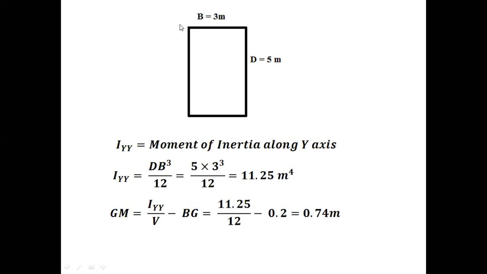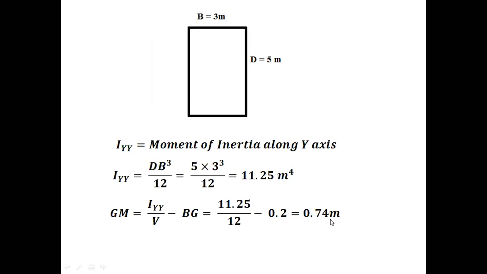As I said, with respect to moment of inertia, you have to take it as a laminar structure. From the top view, the object will look like this, where B is 3 meter and D is 5 meter. It is a rectangular object. The moment of inertia of a rectangular object along x-axis is BD cube by 12. But here in this formula, we are going to use moment of inertia along y-axis. So it becomes dB cube by 12, where D is 5 meter and B is 3 meter. We used the formula and got the moment of inertia as 11.25 meter to the power 4. So substitute all the three values in that, and you are going to get the metacentric height as 0.74 meter.